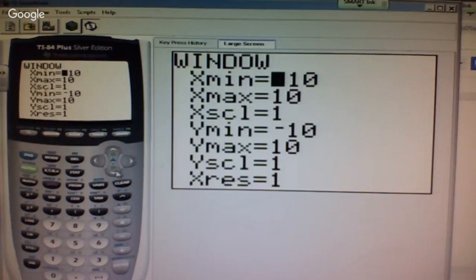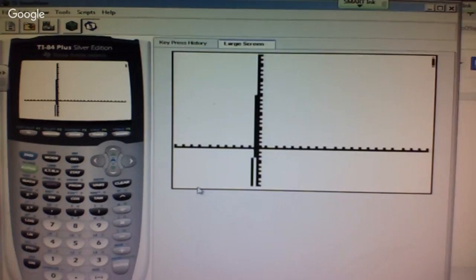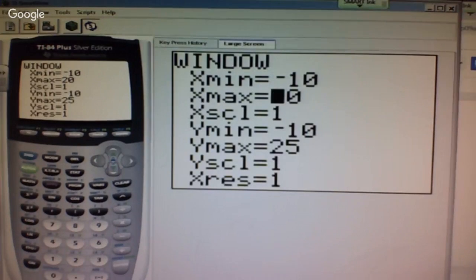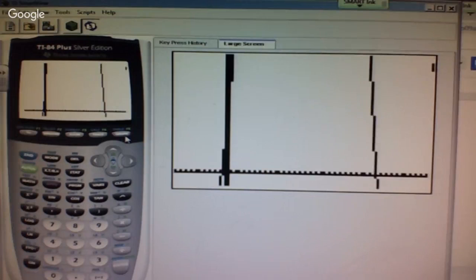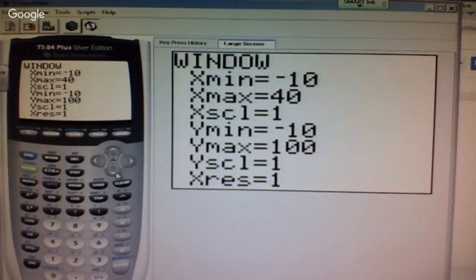So when you go to your window this time, I have to adjust my X max as well as my Y max. So I'm going to start at 20, which I know is off. Okay, still can't see anything. So we're going to go back and adjust it again. Let's jump to 40 this time. And let's jump to 100. I finally see it come back down. So we're good on the right-hand side. I still need to adjust my Y max.